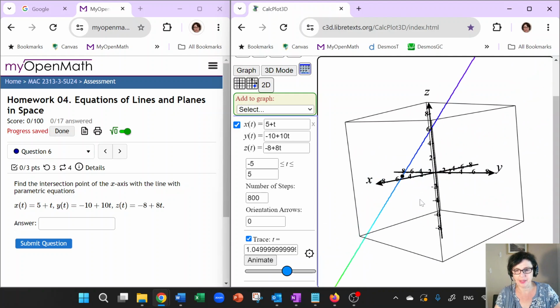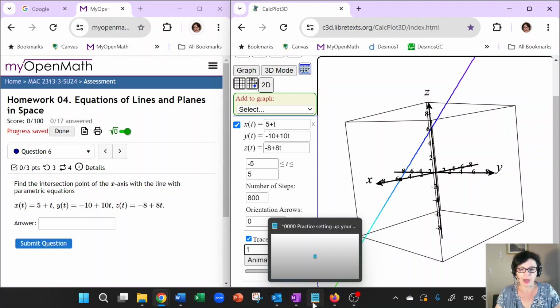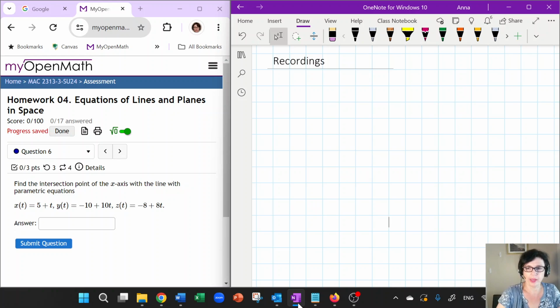But I think where it's going to trace, it looks like that would be at 1. Let's see if that's the case. Yep, it does. But how would I solve this algebraically? So I think the trace point is 6, but let's see why that's the case. So if I didn't see the graph.